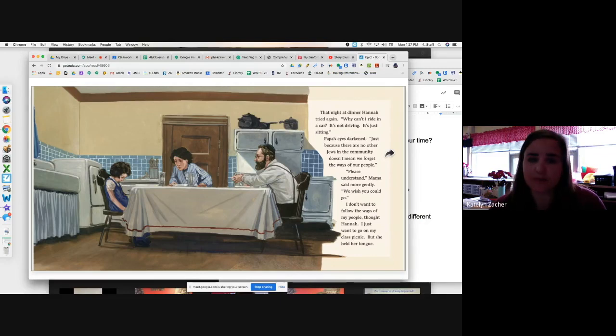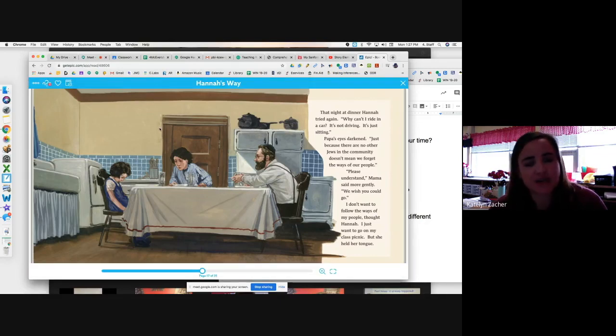She held her tongue. And we can kind of see, guys, based on the setting, look at the different things in the picture at the house. We have kind of an old refrigerator, an old sink, the pots and pans in the stove. So we know it's taking place years ago.